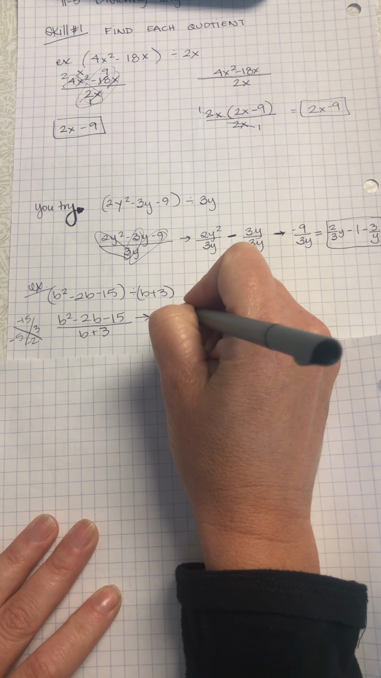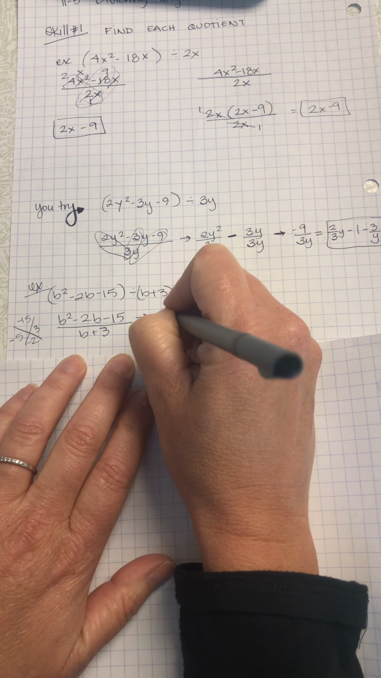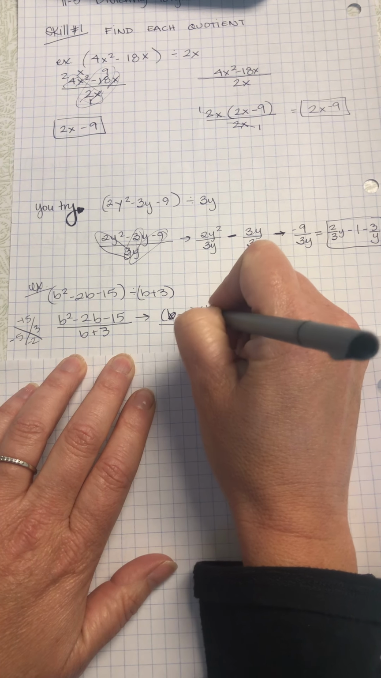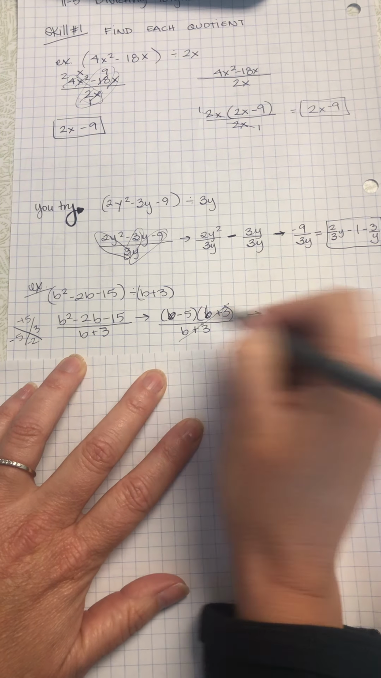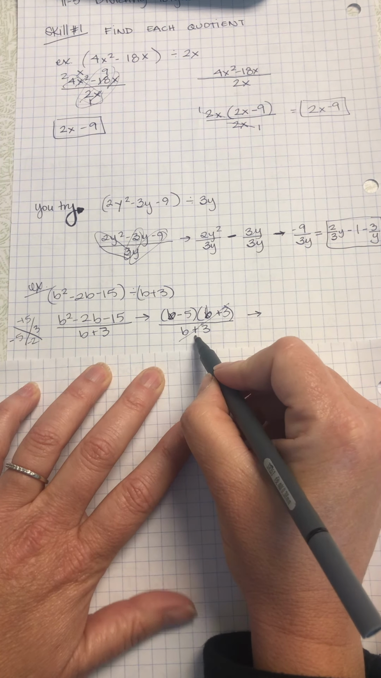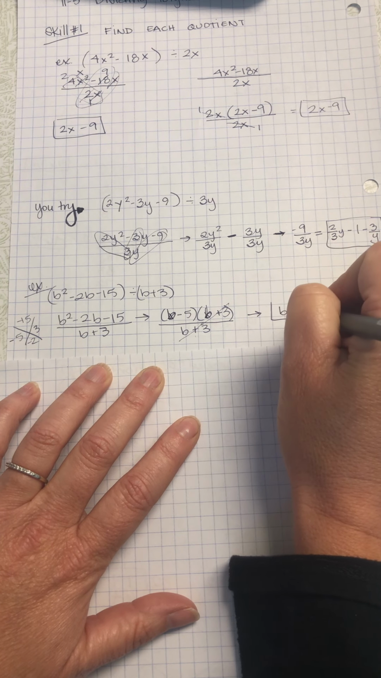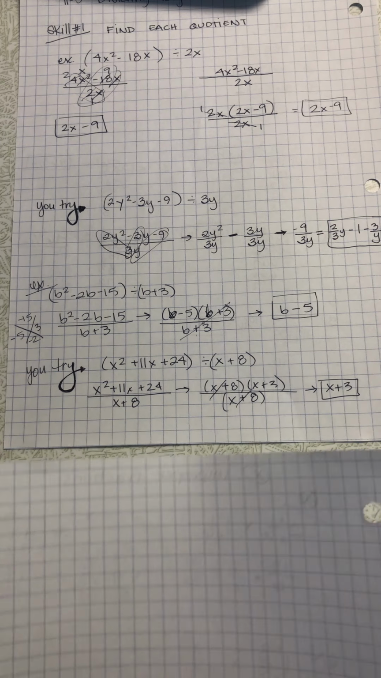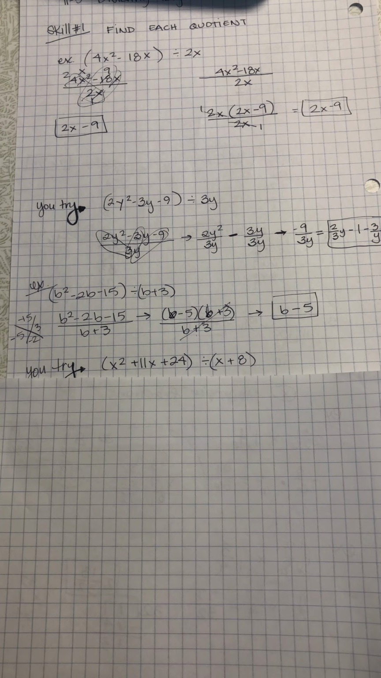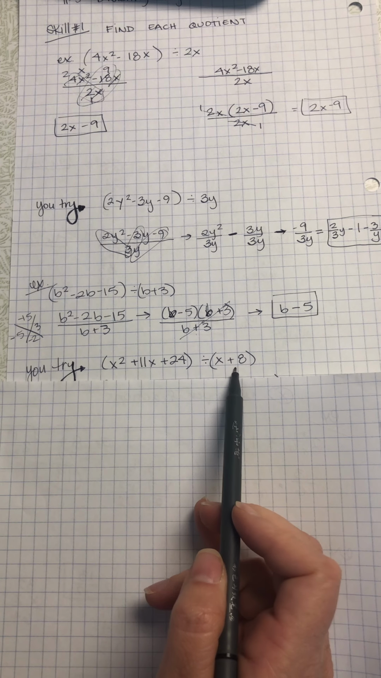So I'm going to get b minus 5 and b plus 3, which cancels out b plus 3 on the top, b plus 3 on the bottom, and I'm left with an answer of b minus 5. You try. Trinomial divided by a binomial.